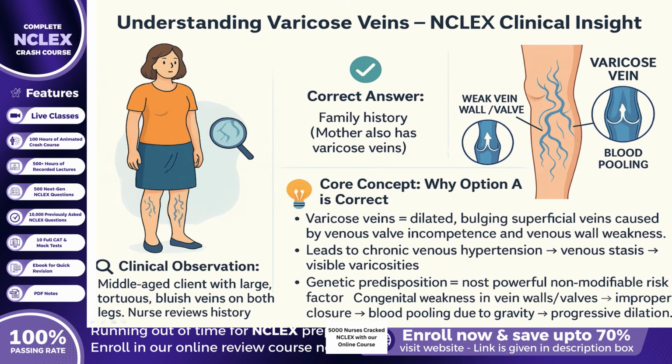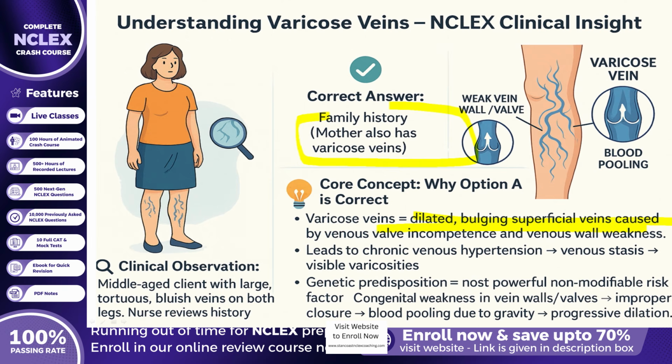Now let us explore why this is the most accurate choice. Varicose veins are dilated, tortuous, and visibly bulging superficial veins that arise from venous valve incompetence and venous wall weakness. This leads to chronic venous hypertension and venous stasis. Among all possible risk factors, the most significant non-modifiable one is a positive family history.